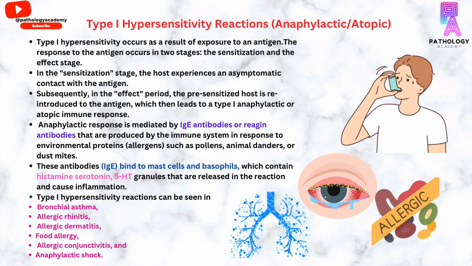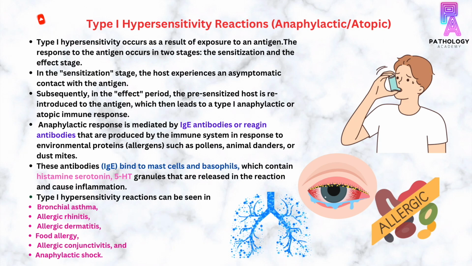Type 1 hypersensitivity reactions. The type 1 hypersensitivity reactions occur as a result of exposure to an antigen. The response to the antigen occurs in two stages. First is the sensitization stage, and then there is an effect stage. In the sensitization stage, the host experiences an asymptomatic contact with the antigen, which means that because of contact with the antigen, there will be production of antibody, but there are no symptoms in the patient.